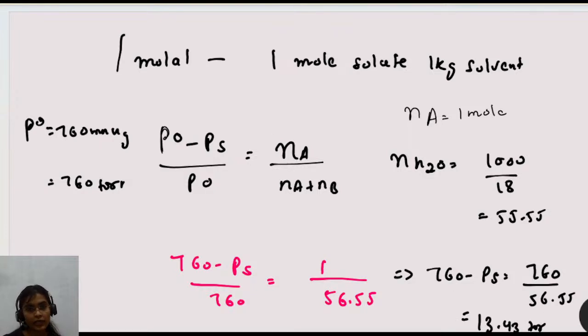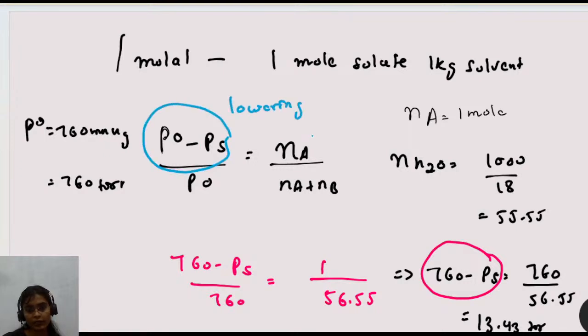Why? Because the question asks for the lowering in vapor pressure. So this is the lowering, P naught minus Ps is the lowering in vapor pressure. So what will be the answer? I don't know the option numbers, but 13.44 is the correct answer. Yes, of course, torr is equal to mm of Hg, both are the same thing. 760 because this is atmospheric pressure. If nothing is mentioned, normally plain water, always go with 760.